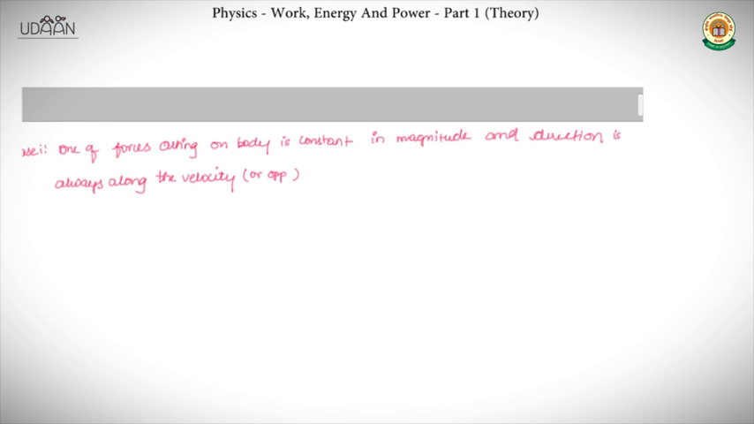Now we consider a case where the force acting on the body is constant in magnitude and is always along the velocity. Before this example, we saw the force in a fixed direction while the velocity was varying. Now let the path traveled by the particle be in this direction and the instantaneous velocity in this direction, and it is given that the force is constant in magnitude and always in the direction of velocity. So the force also will be in this direction.